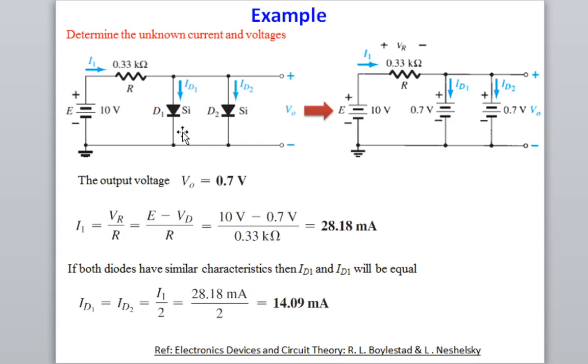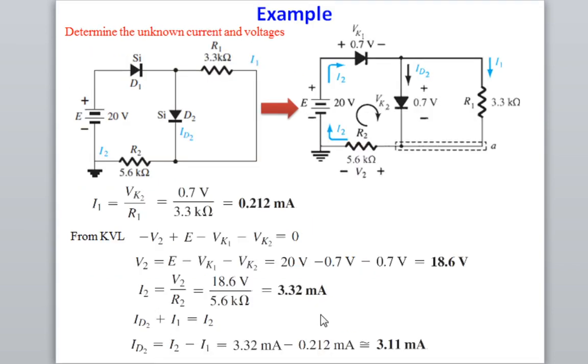If you see the circuit, and if you assume both diodes, let us say diode D1 and D2, are made from silicon, and let us assume that both diodes are identical, meaning the forward resistance of both diodes is equal. If both diodes have similar characteristics, meaning the resistance should be equal, then ID1 and ID2 will be equal, because I1 will be divided into two parts, so that will be 14.09 milliampere. So this is how you can solve the problem.